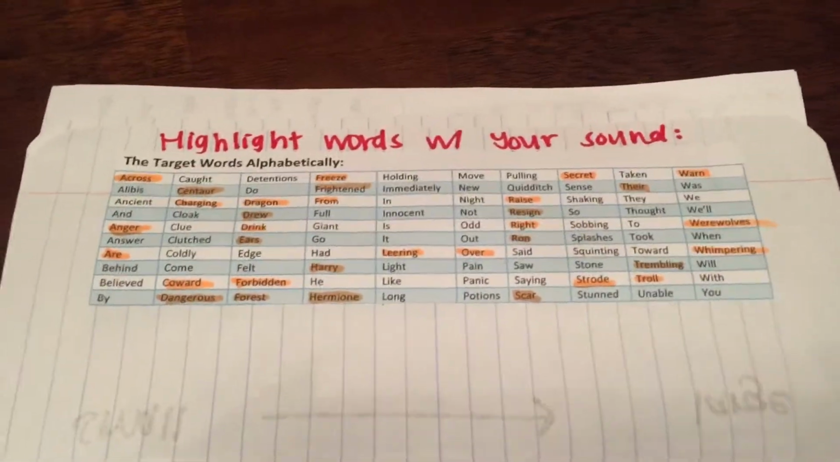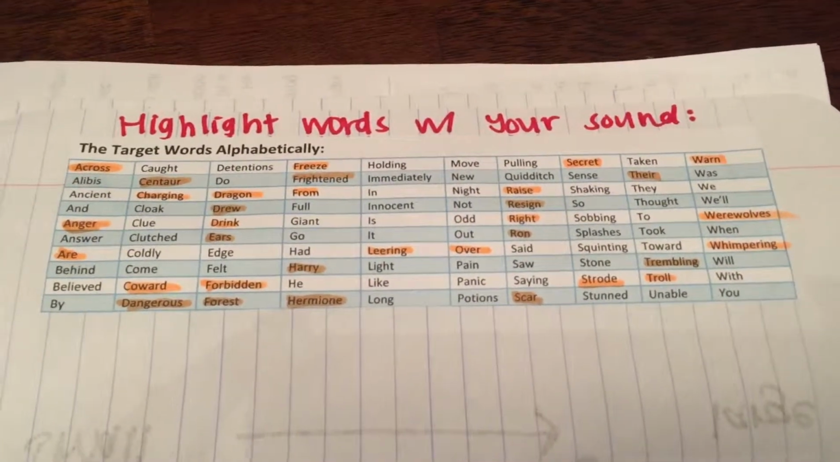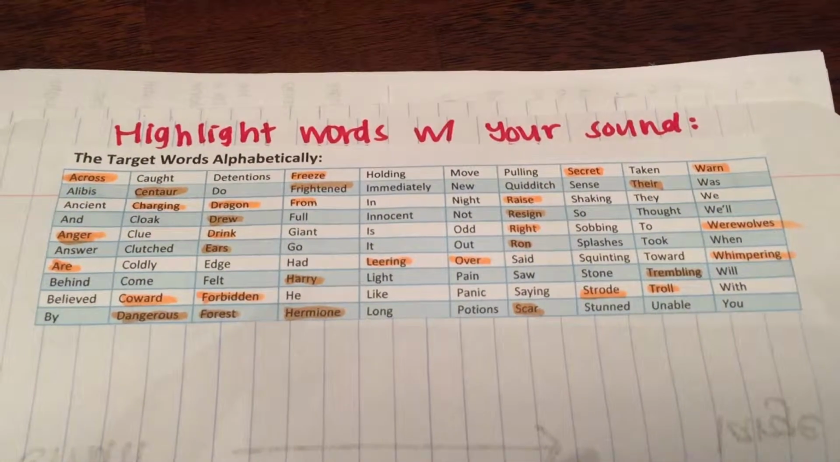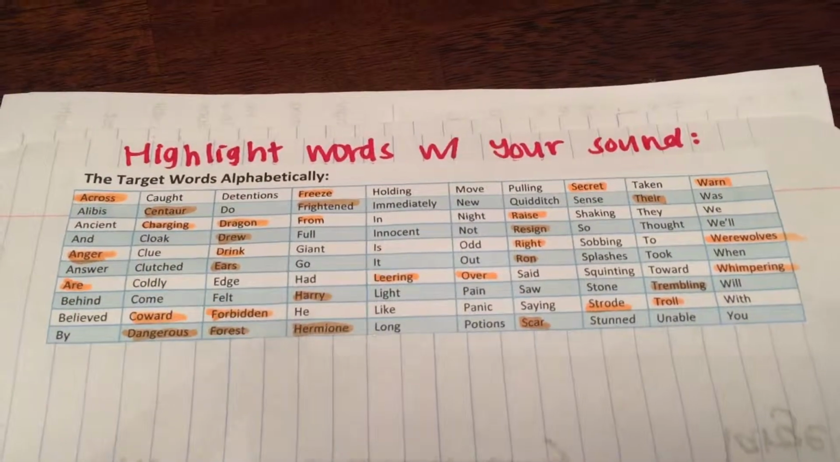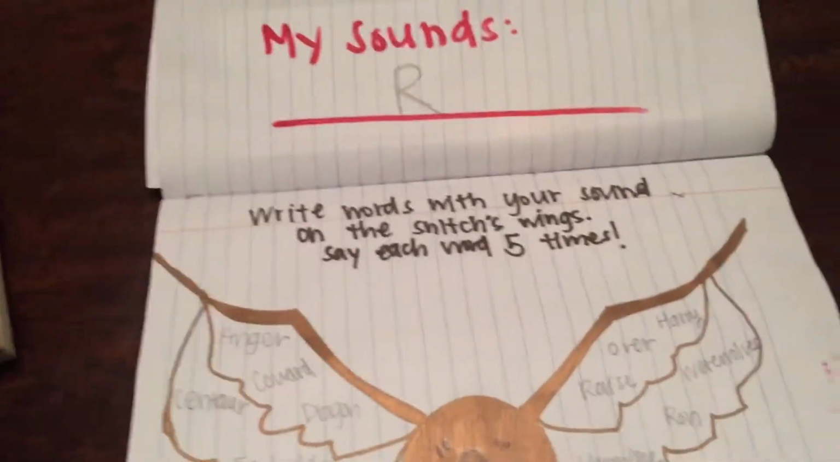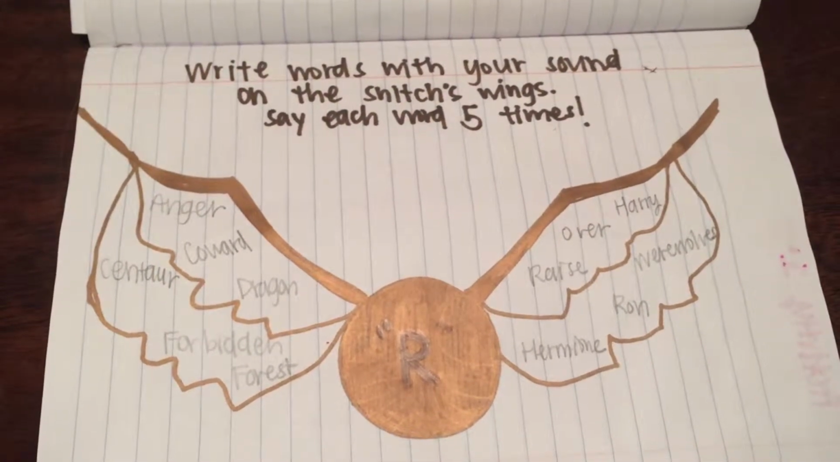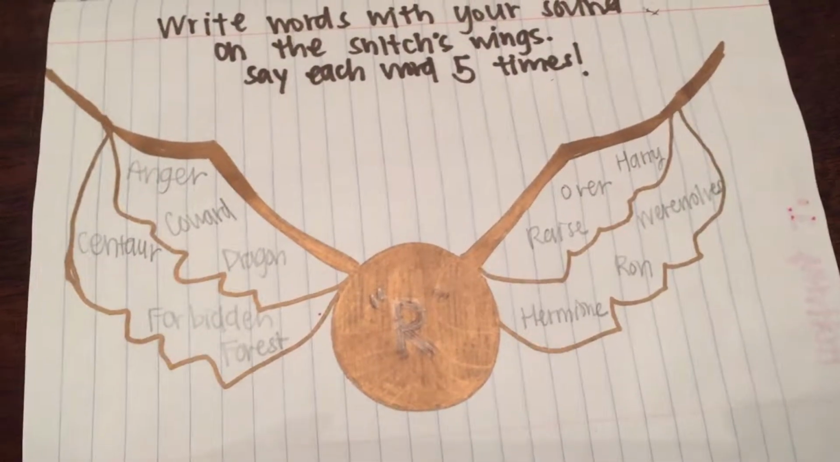Okay, now I'm assuming the student is also an RTIC student, so one of their assignments was to highlight all the words that had their sound in it. And so out of our 100 words, there were quite a few that had an R, and then they write what sound they work on the bottom part of this page. And this activity is write your sound on, or write words with your sound from the chapter on the wings of the golden snitch.